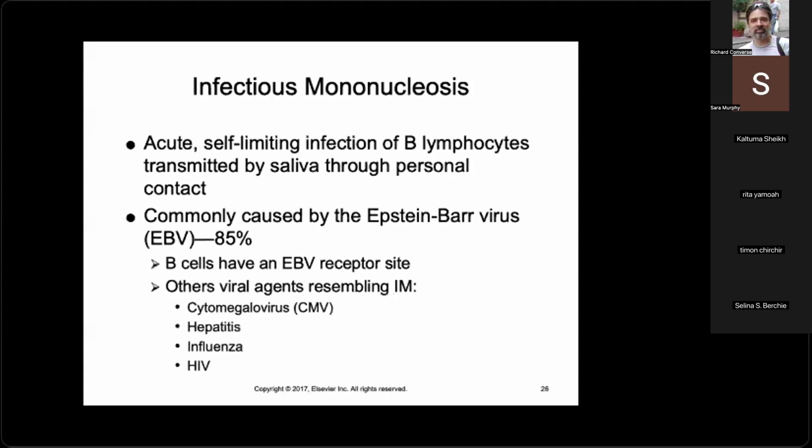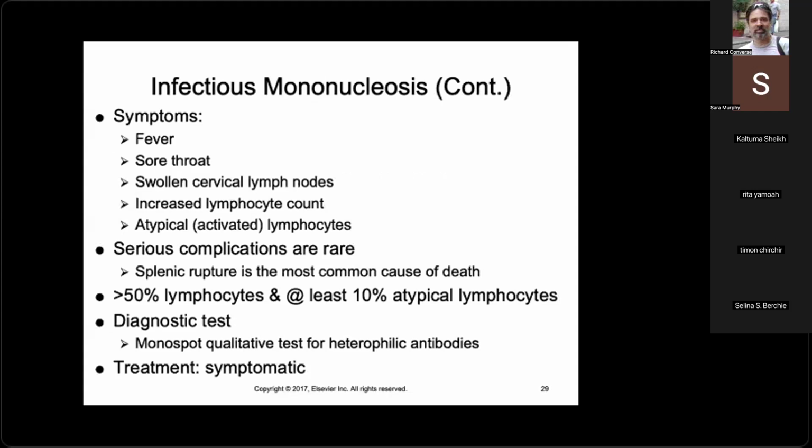Infectious mono is an acute self-limiting infection of Epstein-Barr. It's transmitted by saliva through personal contact. B cells have an Epstein-Barr receptor. Other viral agents that resemble infectious mono include cytomegalovirus, hepatitis, flu, and HIV. The symptoms are fever, sore throat, swollen cervical lymph nodes, increased lymphocyte count, atypical lymphocytes. Complications include splenic rupture, which can cause death, and that's usually preceded by splenomegaly. Over 50% lymphocytes and at least 10% atypical lymphocytes is diagnostic.